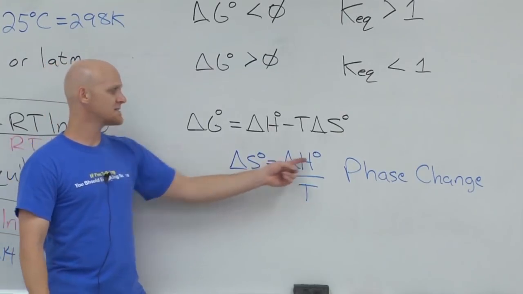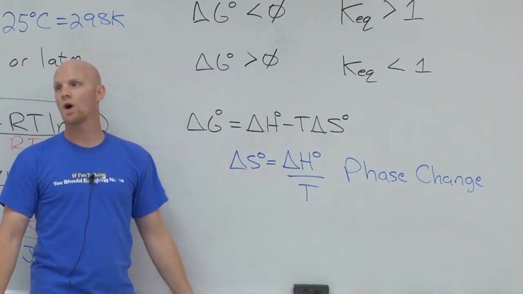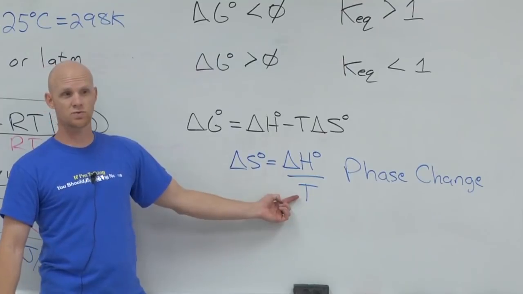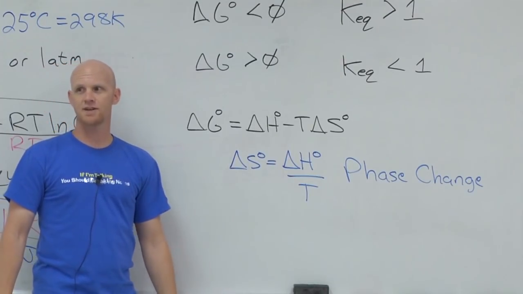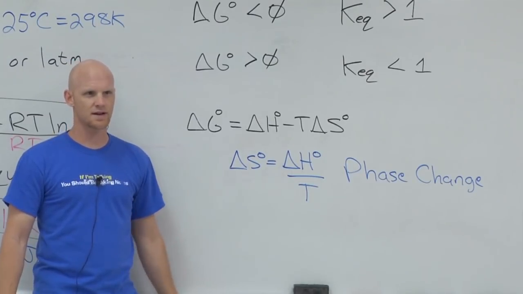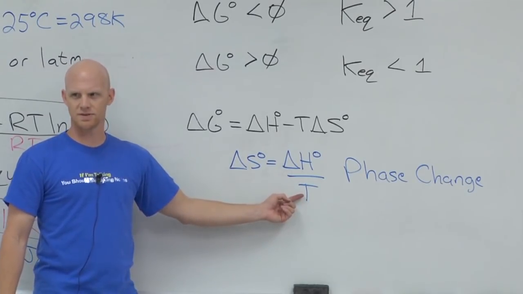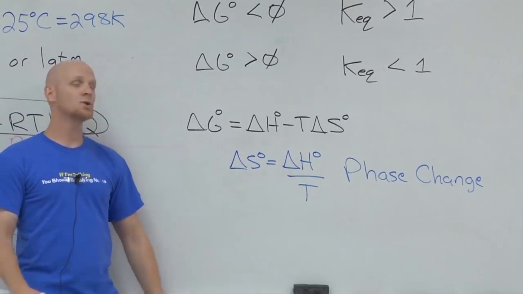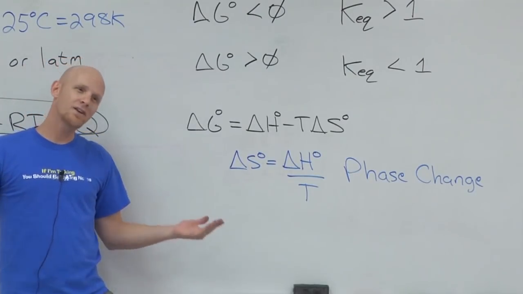If I give you delta S and delta H of boiling water, then I could say what's the temperature at which water boils? What's the phase change temperature? So notice if it's water though, you should just skip it, right? And just say 100 degrees Celsius, 373 Kelvin, because you know that one. But if I do it for like benzene or ethanol, you may not know that one, you'll have to calculate it.